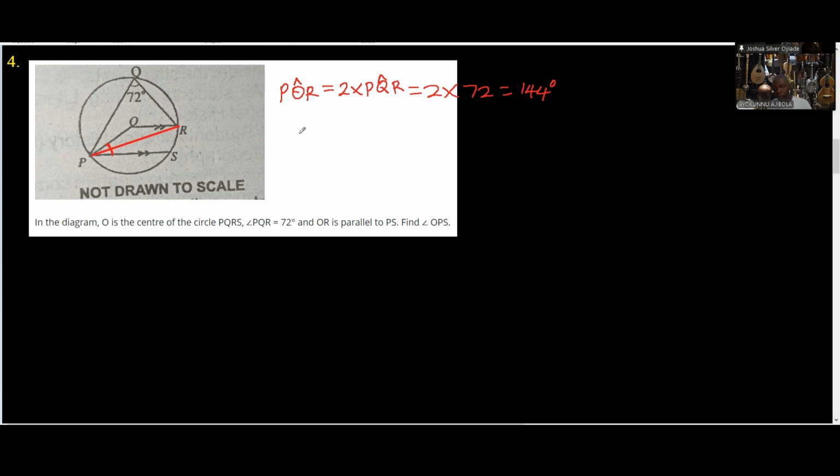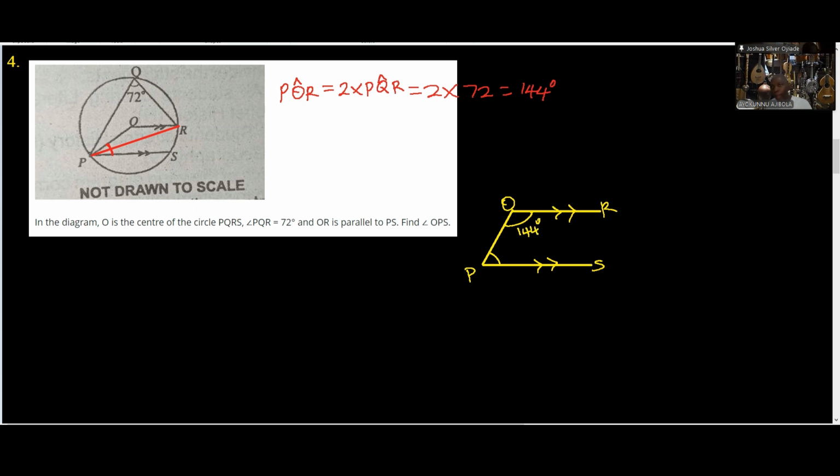Okay. Now, if we bring out that shape, we can see two lines are parallel there. We can see this line is parallel to the other line. So if I label it this O, R, then P, and S. And this is the angle I'm looking for. So this angle at the center has been gotten to be 144 degrees.